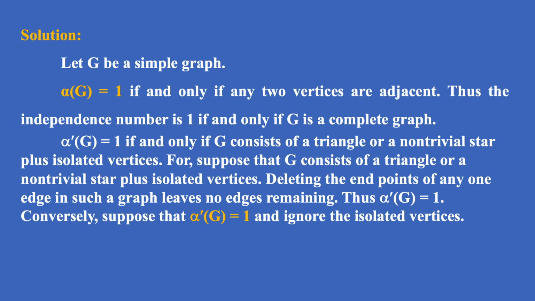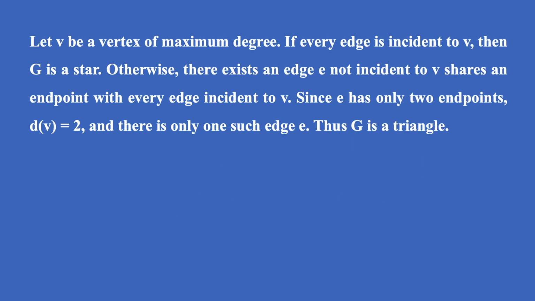Conversely, suppose alpha dash of G is equal to 1, and ignore the isolated vertices. Let v be a vertex of maximum degree. If every edge is incident to v, then G is a star. Otherwise, there exists an edge e which is not incident to v, and e shares an endpoint with every edge incident to v. Since e has only two endpoints, d(v) is equal to 2, and there is only one such edge e. Thus, G is a triangle.